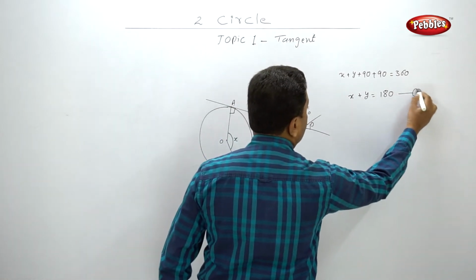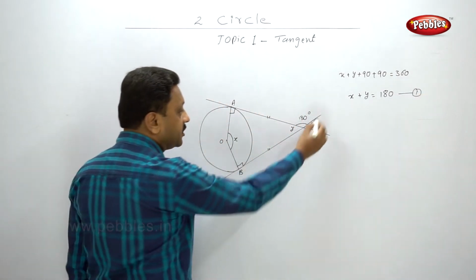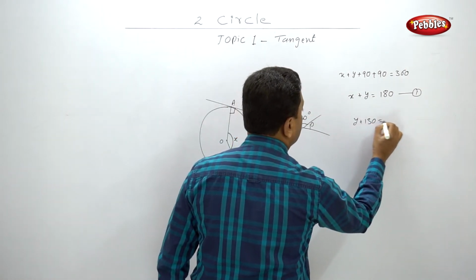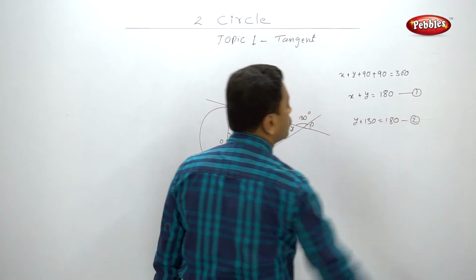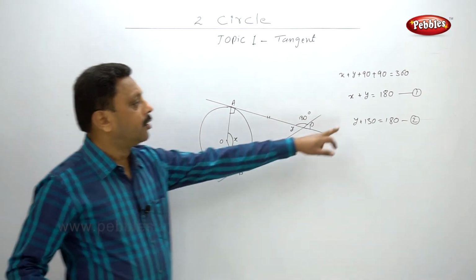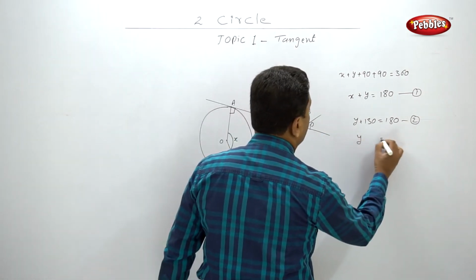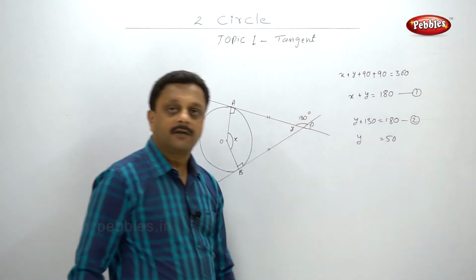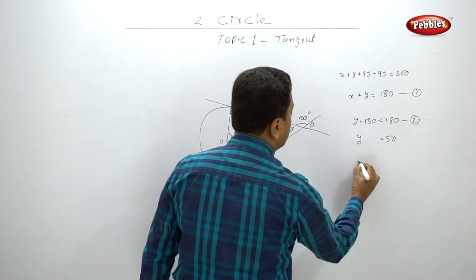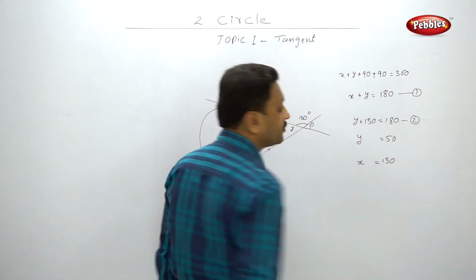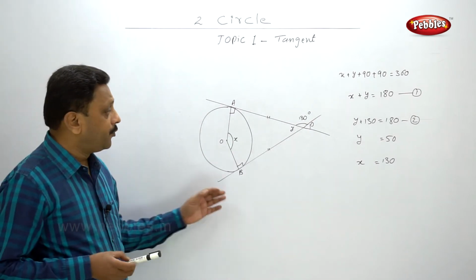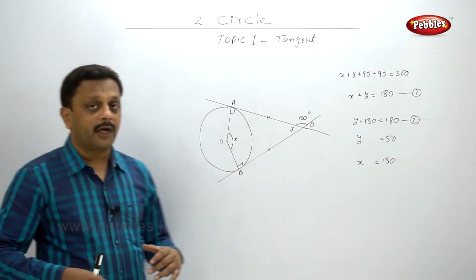So this is the first equation I got, and this is the second equation I got. Y plus 130 is also equal to 180. Isn't it? Simple. So now Y is equal to 50. 180 minus 130 is 50. You can substitute here. So if Y is 50, X is equal to 130 degrees. Correct?